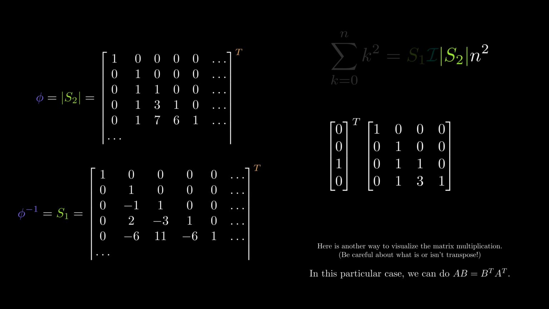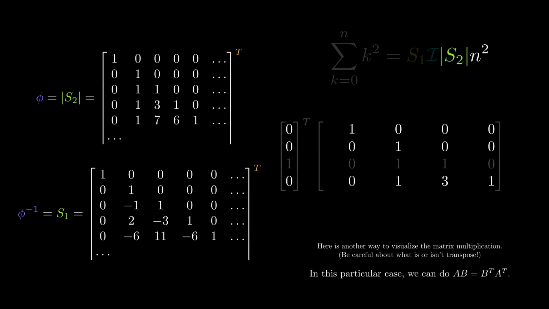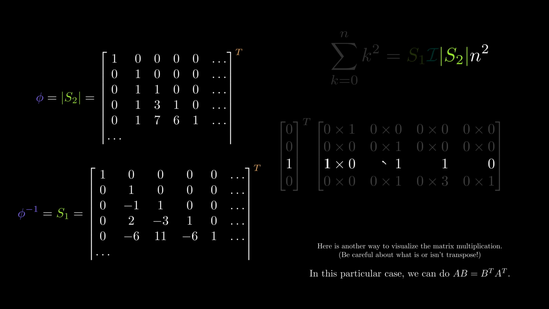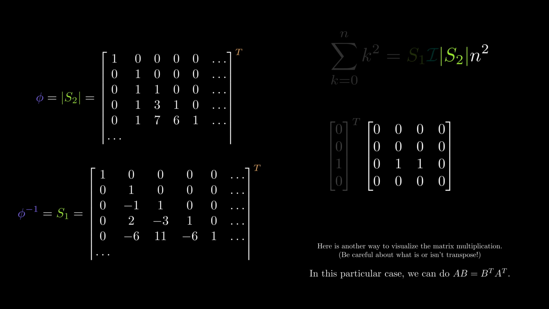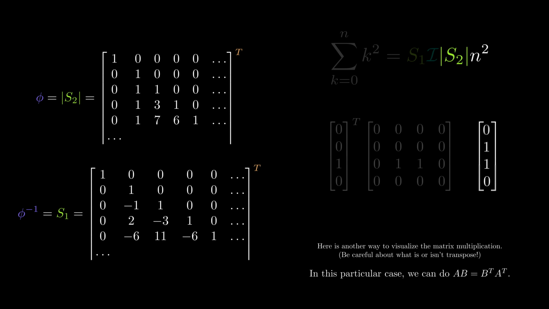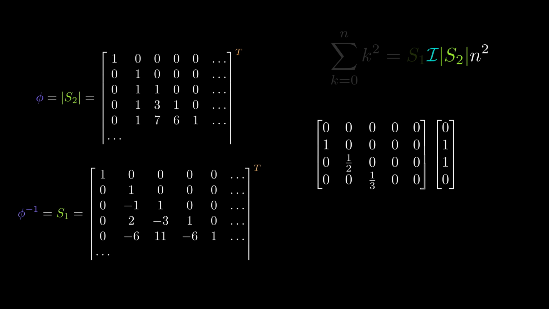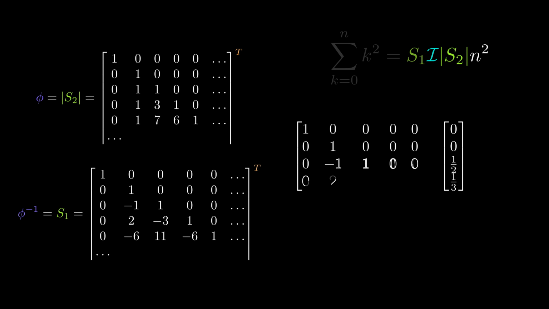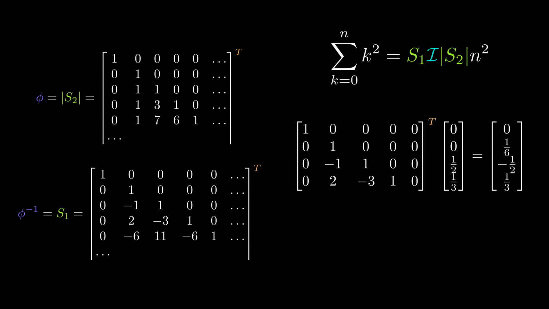Multiply by the phi operator, and we get this vector. Then take the integral using this matrix here. Finally, multiply inverse phi to send it back to the discrete space. And voila, we have our answer.